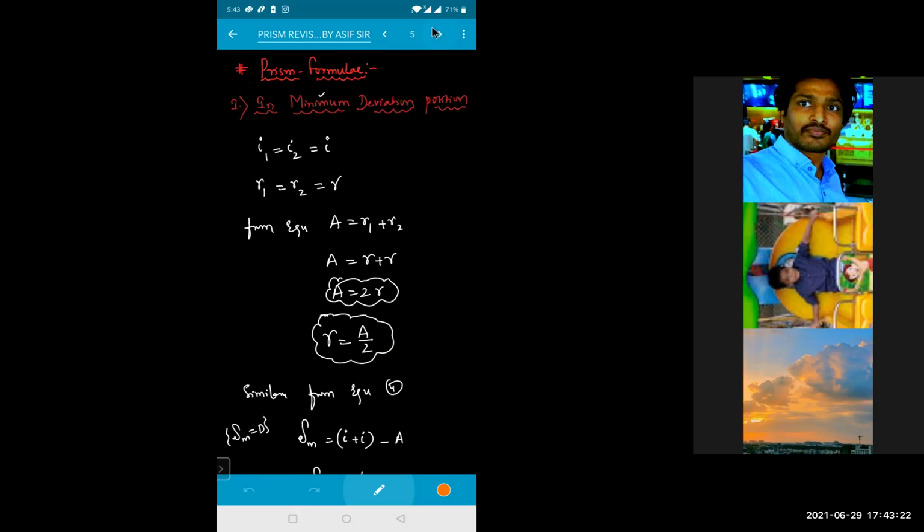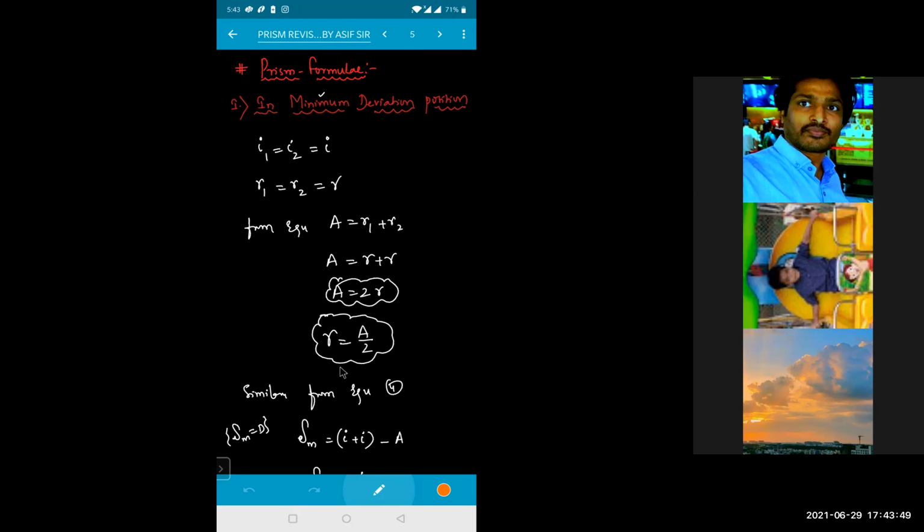Now, if I'm talking about the prism formula, in minimum deviation position, the moment I'm using the word minimum deviation, I mean to say that the angle of incidence and angle of emergence will be the same, and R1 and R2 will be equal to R. Then the angle of prism will become how much? R1 plus R2. So A is equal to R plus R. So A is equal to 2R. So R is equal to A by 2.